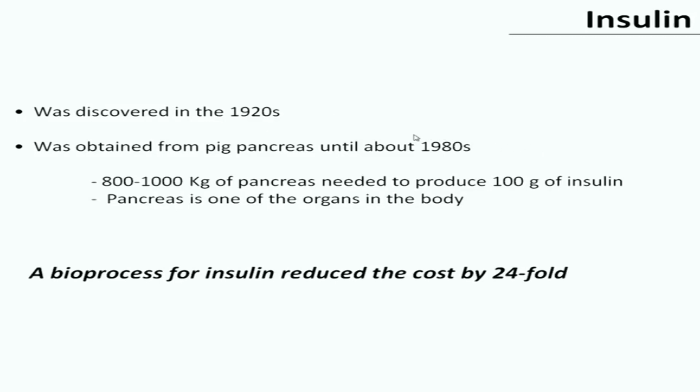However, when a bioprocess for insulin became available, because of the ease of getting insulin, this immediately reduced the cost of insulin by 24-fold, and this is also a bioprocess. This is the next video there on insulin that is given in your list. You can go and look at this to get some idea of the relevance of insulin, the production of insulin through a bioprocess and so on.